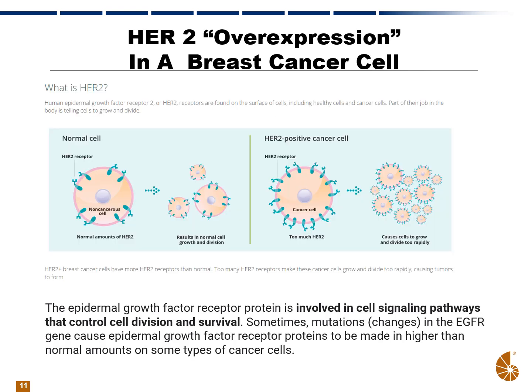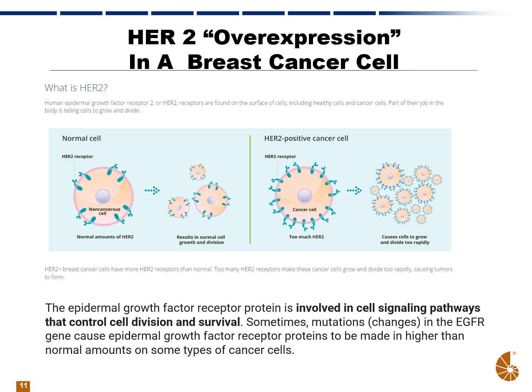So in normal cells, HER2 is present. You can see the picture on the left. You can see that there are HER2 receptors in normal amounts, and this results in the normal cell growth and division. However, people that have HER2 positive cancer cells have too much HER2. So too much of a good thing causes cells to grow and divide too rapidly.